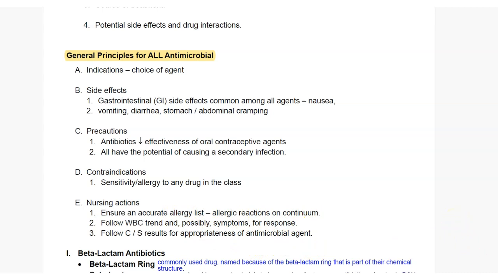Now, it is also important to follow the culture and sensitivity. So as we mentioned earlier, right, culture will tell specifically what microbe or bacteria is causing the infection, while sensitivity allows us to determine which antibiotic is effective against that type of infection. So by making sure that we're looking at this, it helps us treat the infection appropriately with the correct antimicrobial agent.